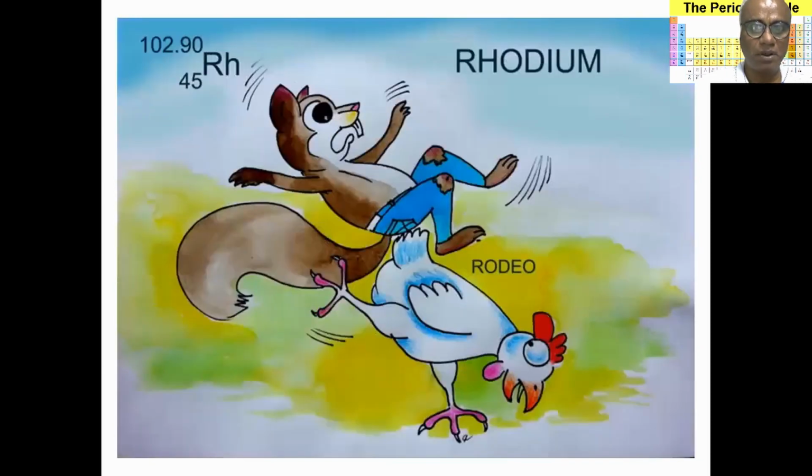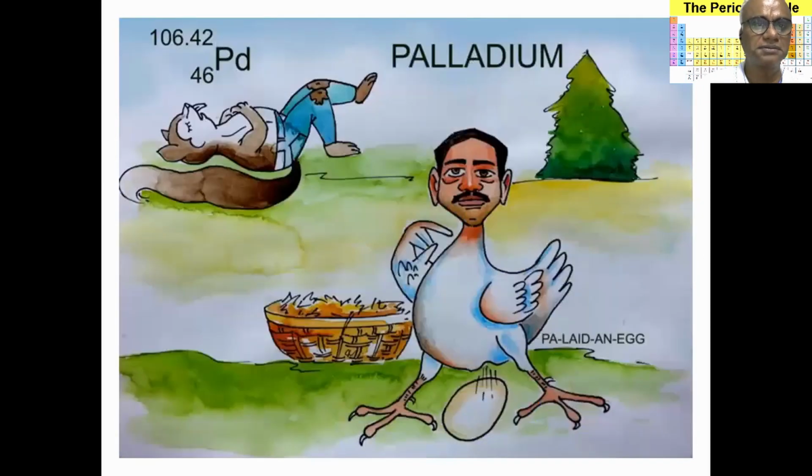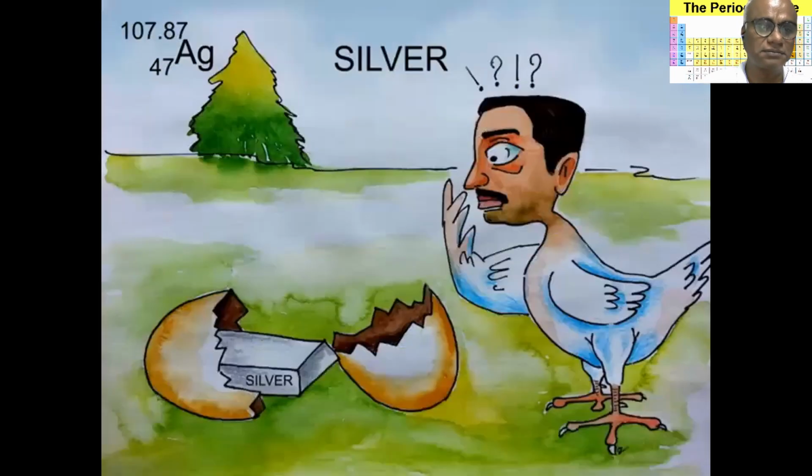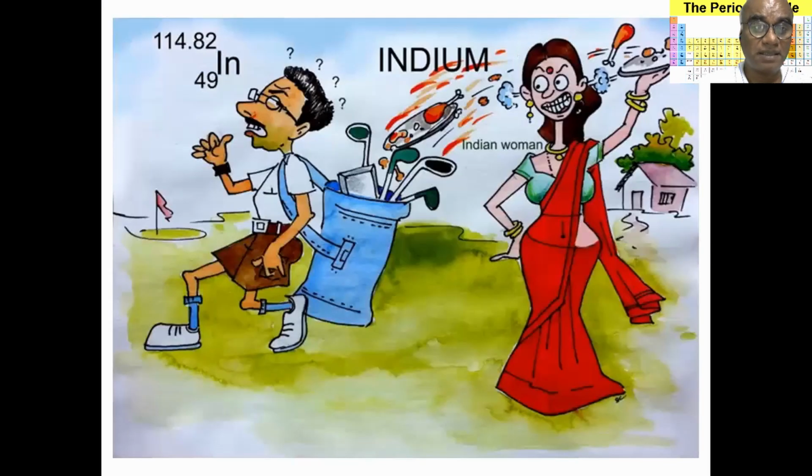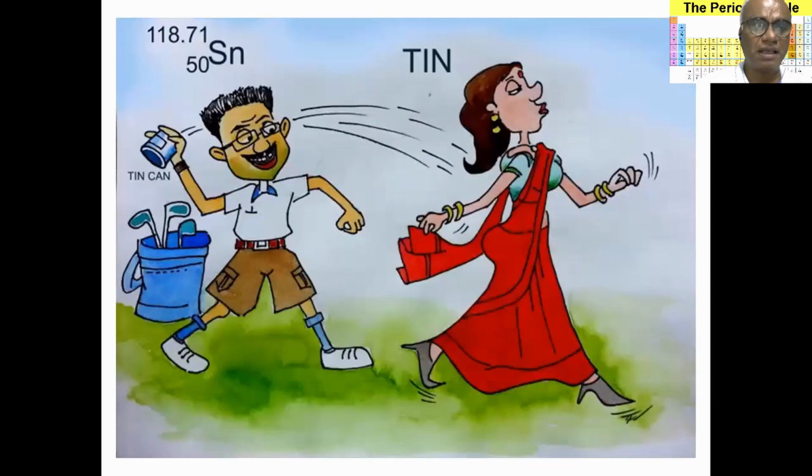The 45th element is rhodium, rhodio. The 46th element is palladium, laid an egg, palladium. The 47th element is silver. The 48th element is cadmium, caddy. The 49th element is indium, Indian woman throwing curry. The 50th element is tin.